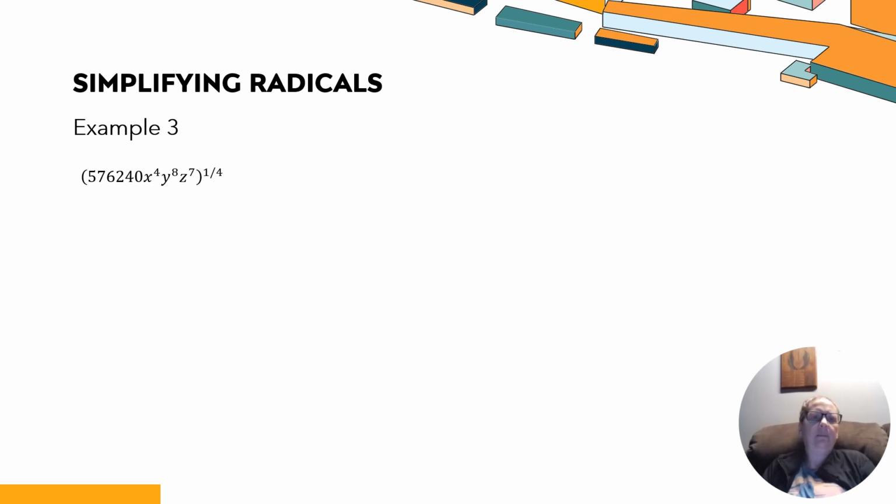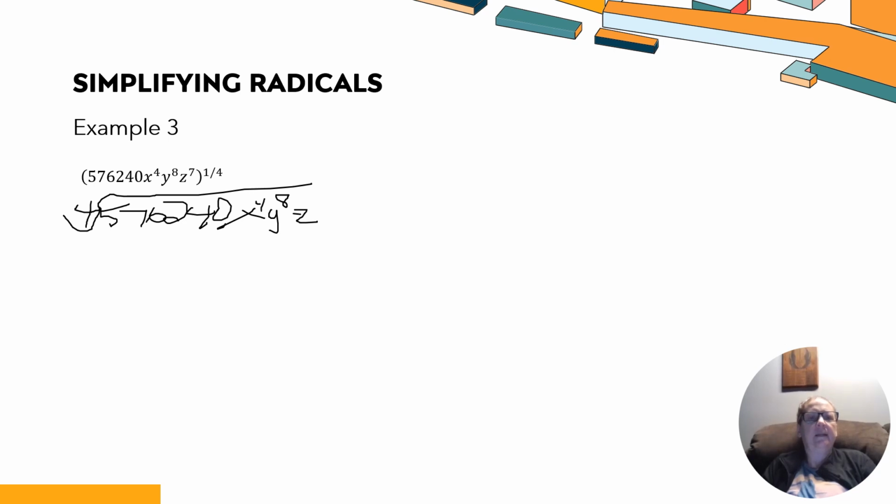All right, in our third example, we have this big thing in parentheses, all raised to the 1/4 power. So it's a fractional power. So everything to the first power on the inside of the radical, the 4 is the index of the radical. So this is a 4th root. So I'm going to start by just rewriting this as a 4th root. And it's this big old number, 576,240, x to the 4th, y to the 8th, z to the 7th. I crossed my z's, it's a thing.